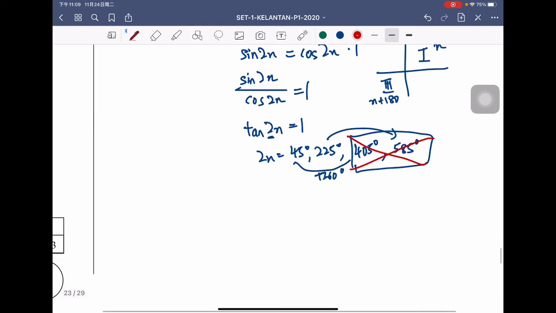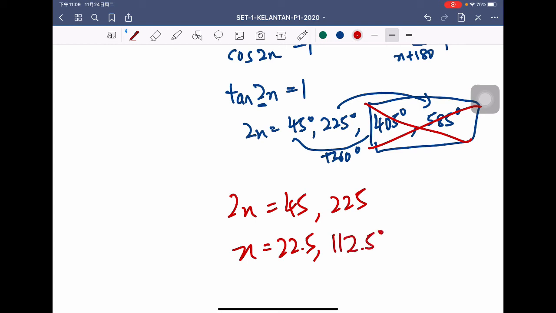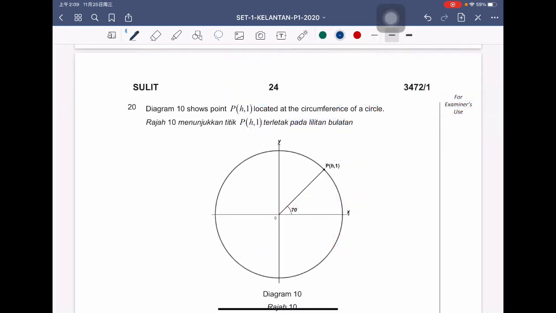Okay, so now we all know that 2x equals 45 and 225. How about x? x is 45 divided by 2, and then you will get the answer 22.5, and also 225 divided by 2, you will get the answer 112.5 degrees. So this will be my final answer. Okay, so now let us look at question 20.